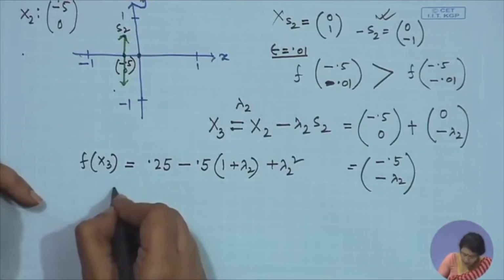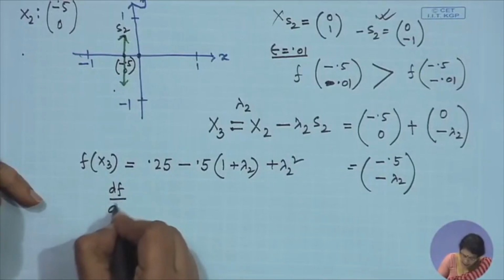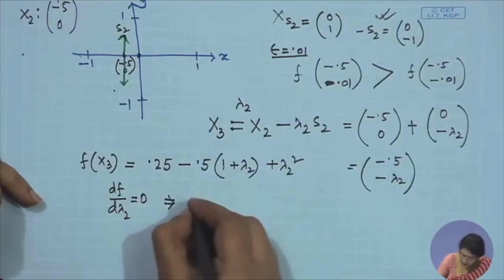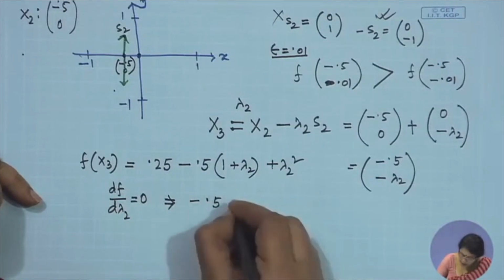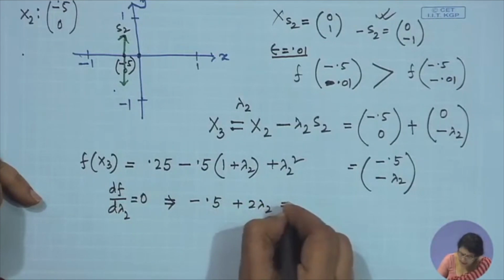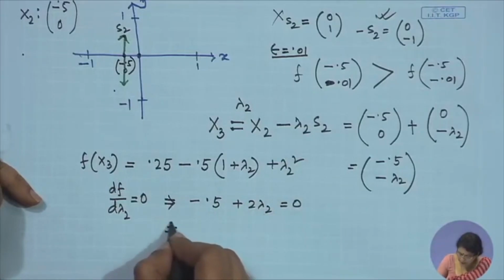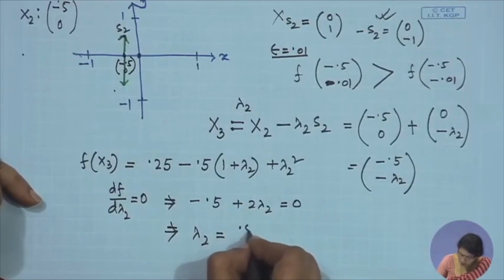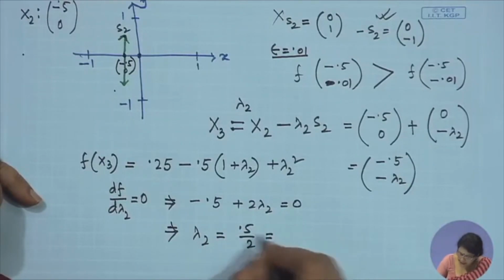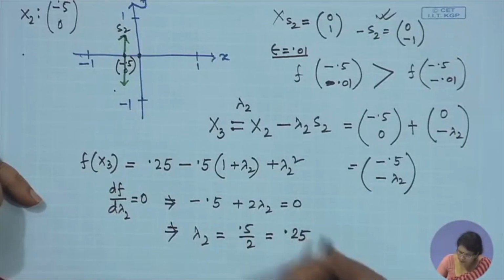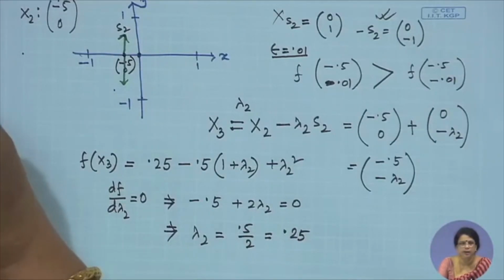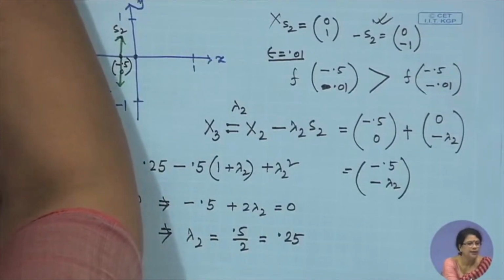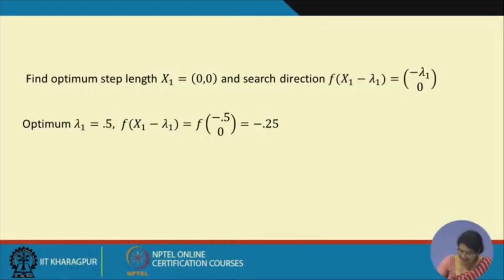Again I am taking the first order derivative and equating it to 0. What we are getting is minus 0.5 plus 2 lambda 2 equal to 0, which implies lambda 2 is equal to 0.5 by 2, that is equal to 0.25. Clear? Now, if we just move in this way, then what should be my x3 in the next?